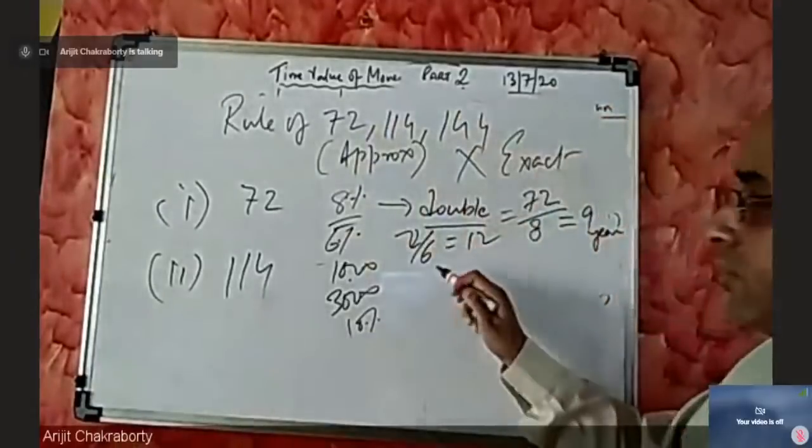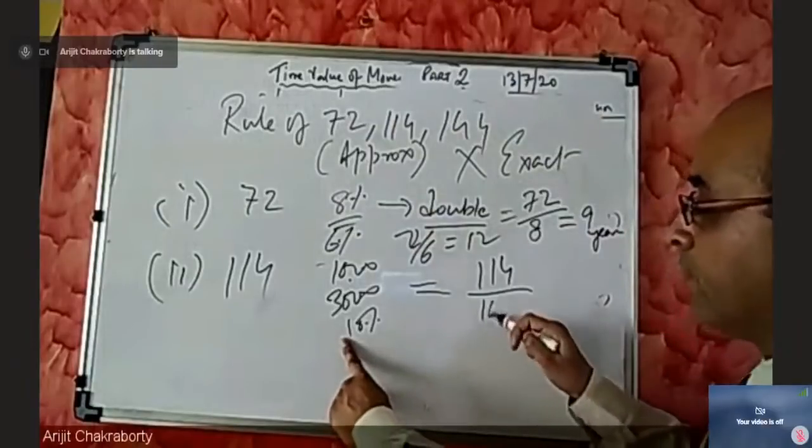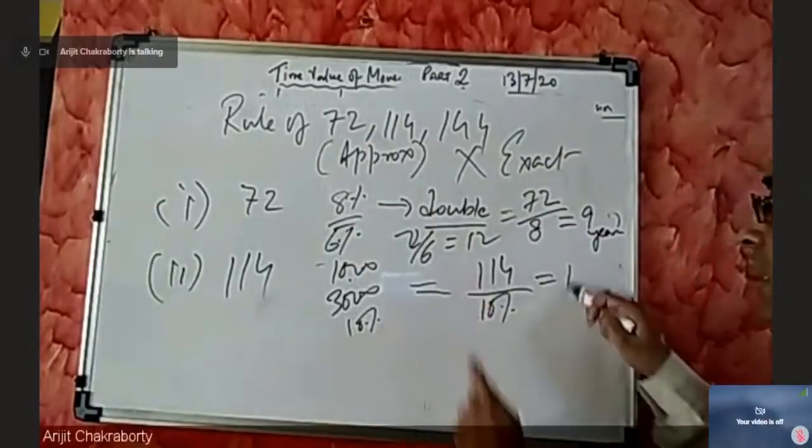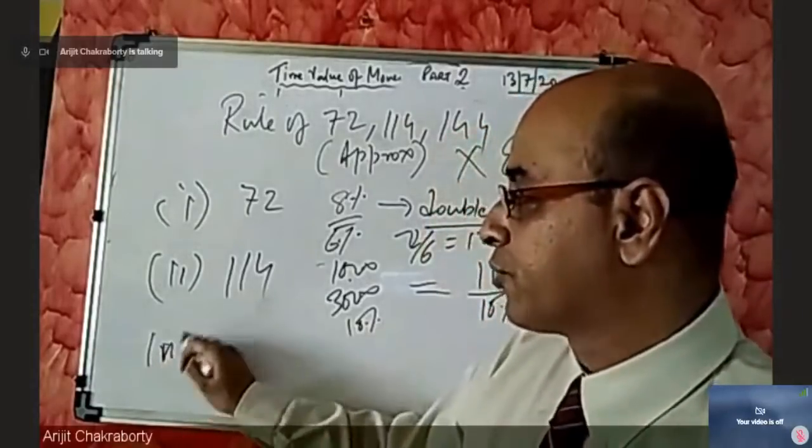Rule of 114 is used. Same thing, 114 divided by 10%, because 10% is the interest rate. This will give me 11.4 years. And the last one is 3.